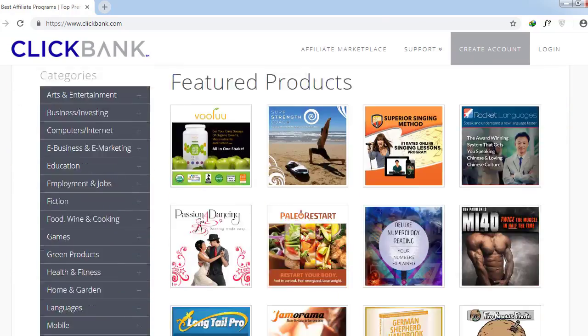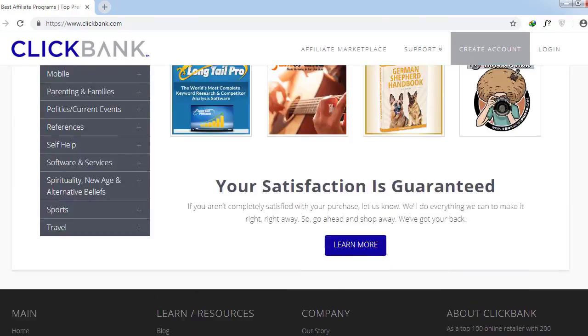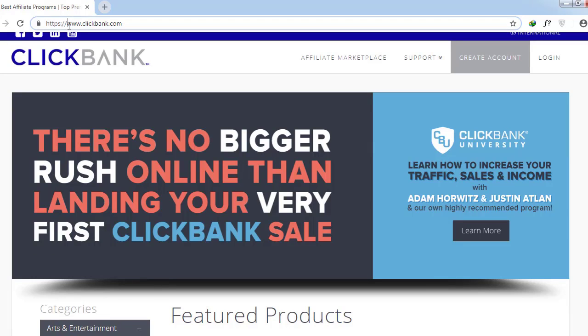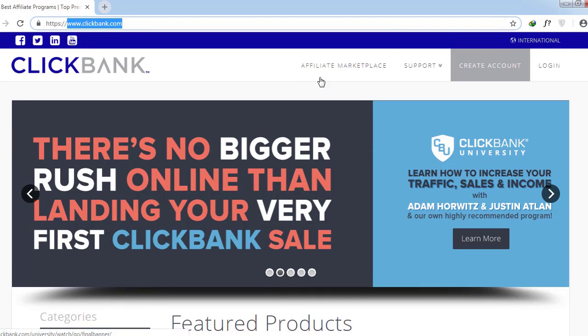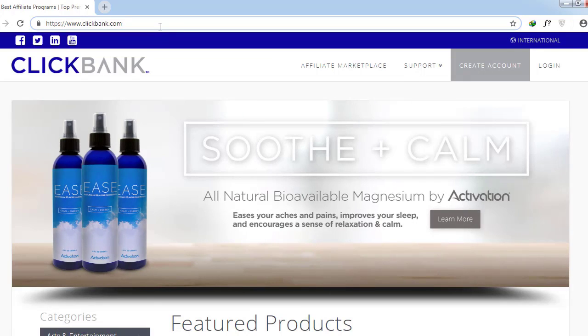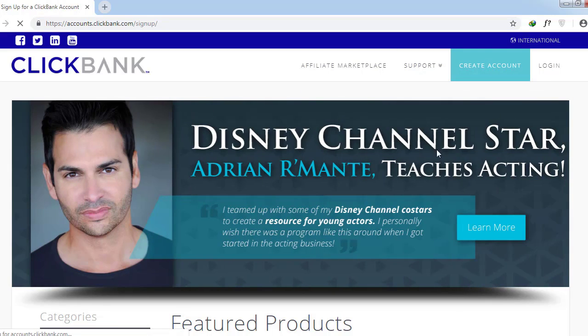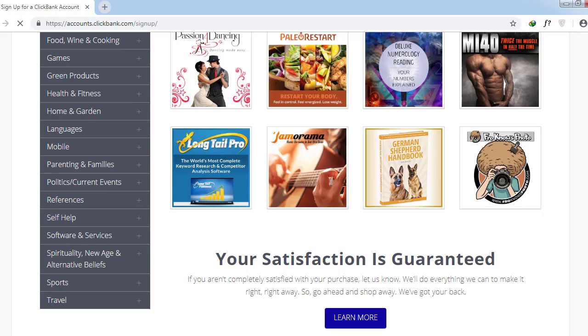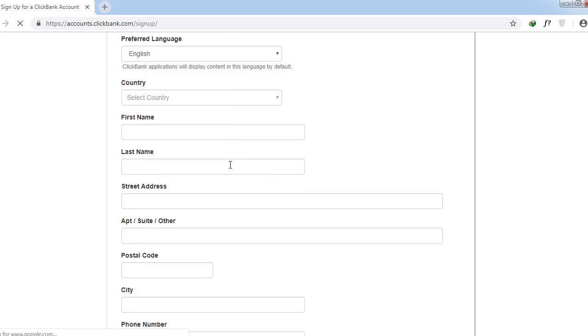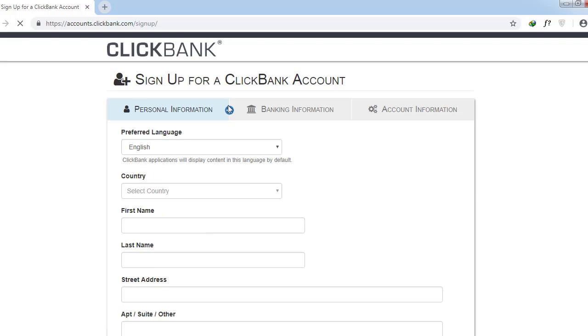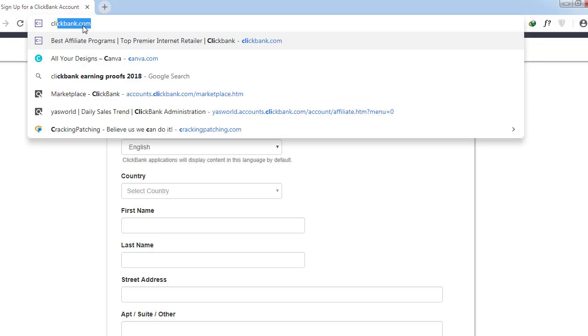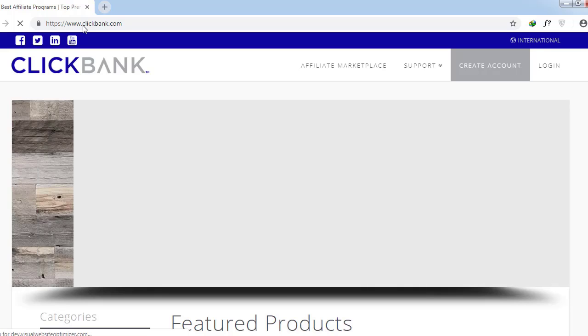You can see this is the place. This is the Clickbank website address, www.clickbank.com, and if you came here, it is free to join and you can easily join by clicking on creating an account. I have already created an account, so I do not want to waste my time here by creating again. So you can easily create by providing the required information here. So let's move to the inside, how you can make money from it.